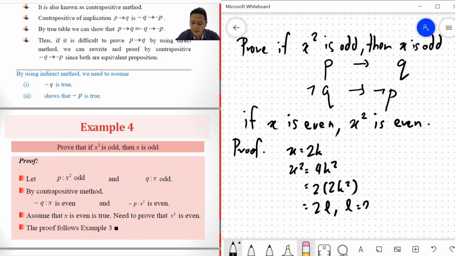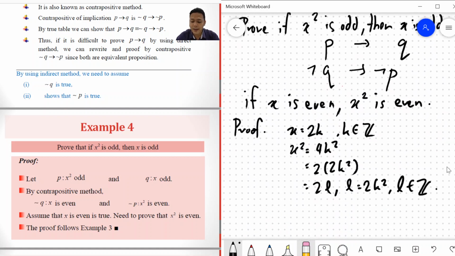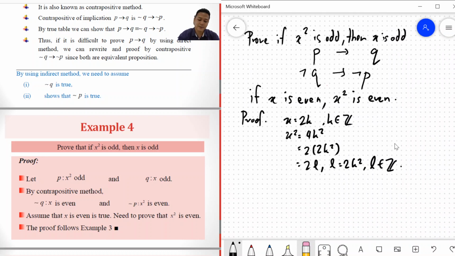L equals 2k squared, and L is also an integer. This proof seems familiar because it is the same as in the previous video lecture on the direct method. Perhaps the more important part right now, some of you at this point might be confused about why we need to prove another statement. Again, this is the indirect method.